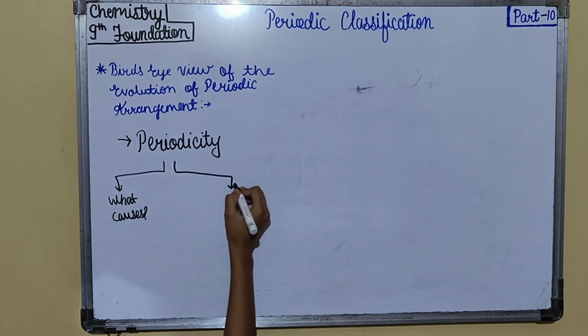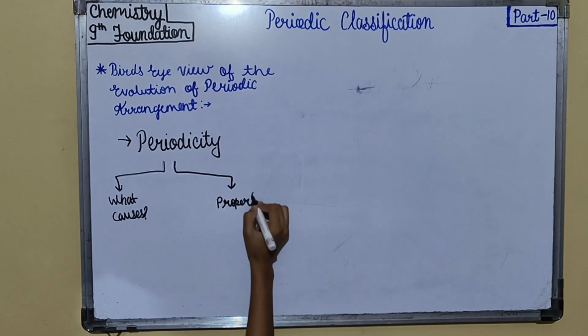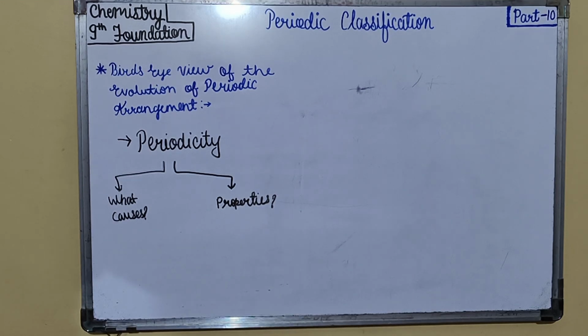Then periodic properties. The properties that undergo variation with the change in atomic number within a period or a group are known as periodic properties. The main periodic properties are atomic size, ionization potential, electron affinity, electropositivity, electronegativity, and valency. Let us discuss a few of them.